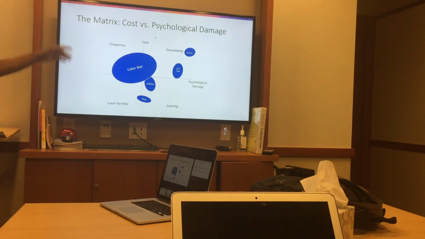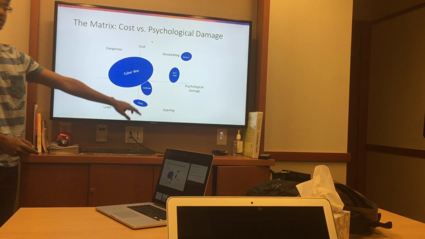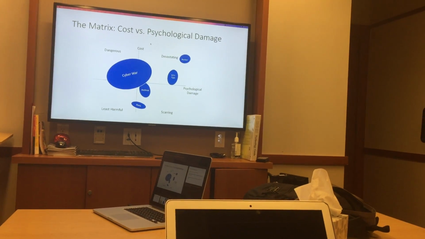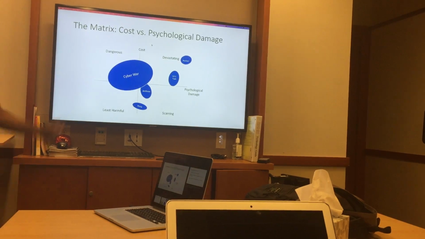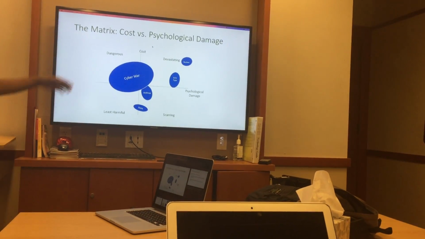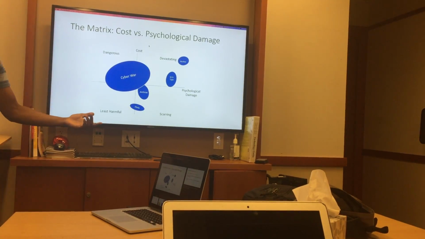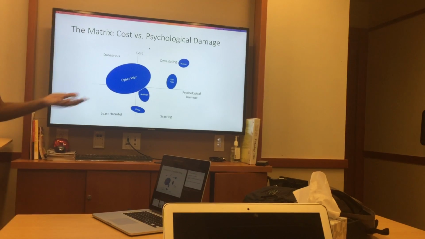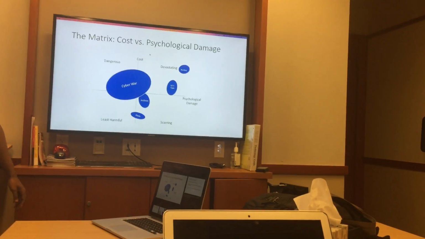But basically, we have 4 quadrants in this matrix, and we have them: dangerous, devastating, least harmful, and scarring. By dangerous, I mean that it has a low psychological damage, but a high economic cost. So cyber warfare, the economic cost to a company or an entire organization, multiple organizations, would be very high, and so cyber warfare actually occupies that space primarily.